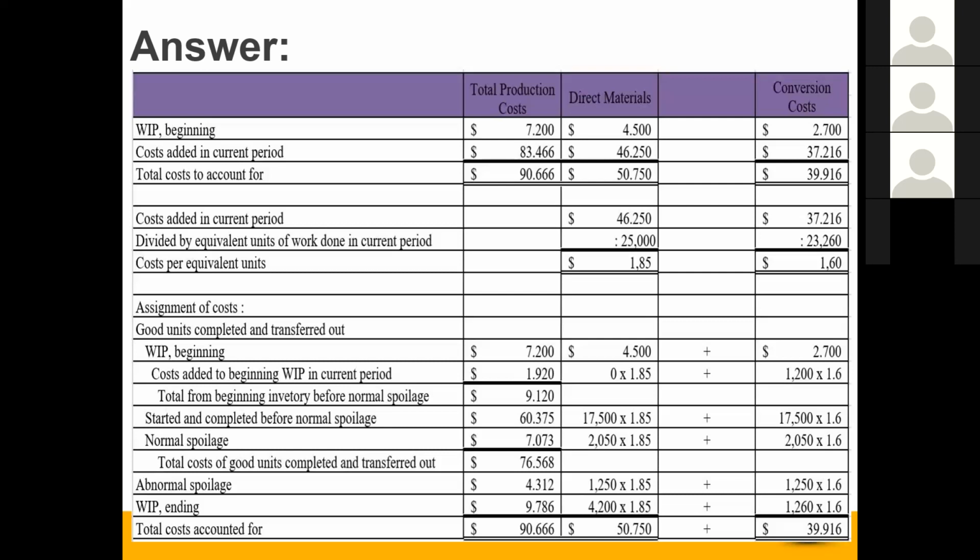The total cost accounted for, total production cost, is 90,666, and on direct material the total cost is 50,750, and plus the conversion cost the total is 39,916.